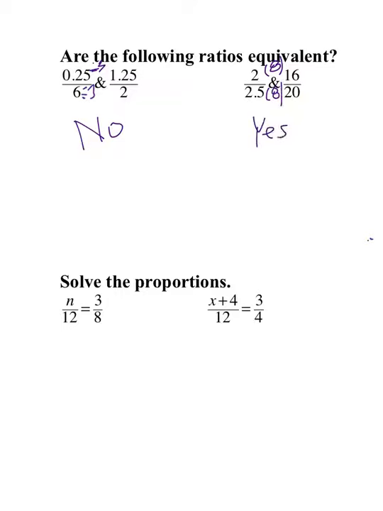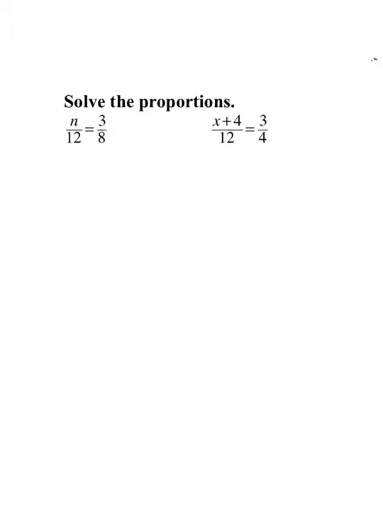When we solve a proportion in the next set of problems, it's really no different than solving any other equation we've done. We look at this and we say, oh, it's n divided by 12. Well, what's the opposite of division? Well, it's multiplication. So we're going to multiply both sides by 12. I like to put it as 12 over 1 because we have a fraction. So you can see it.